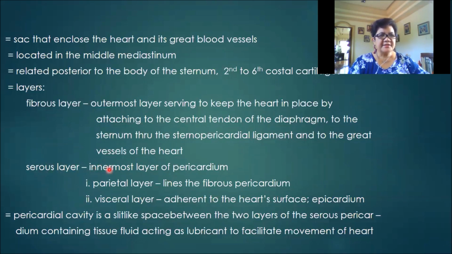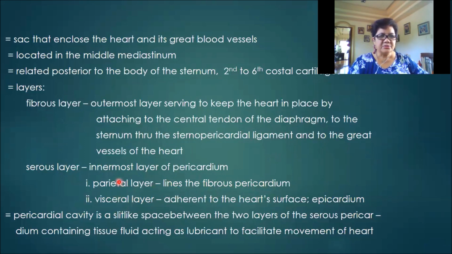Then the serous layer is the innermost layer of the pericardium. This is further subdivided into two layers. These two layers are significant in as much that it will help in the contraction of the heart. So your parietal layer is the lining of the fibrous pericardium. Then the visceral layer is adherent to the heart surface, and is also known as your epicardium.